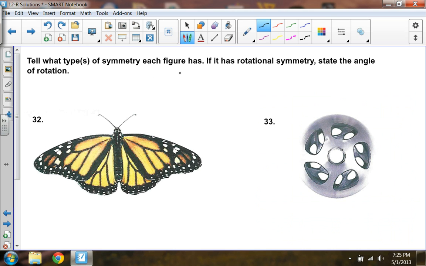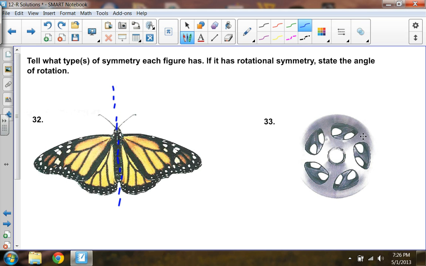Tell what types of symmetry each figure has. If it has rotational symmetry, state the angle of rotation. So here I have a nice monarch, or butterfly, whatever. Assume it's symmetrical. And we divide this right down its own line. I think on your paper it's vertical. I scanned mine, so it's a little whatever. So this is the only line of symmetry it has. It doesn't have a line of symmetry across there. It's not a mirror image. Not across there, not across there. Nowhere else but a vertical line right down the middle. So it has reflectional symmetry, or line symmetry, whatever you want to call it.